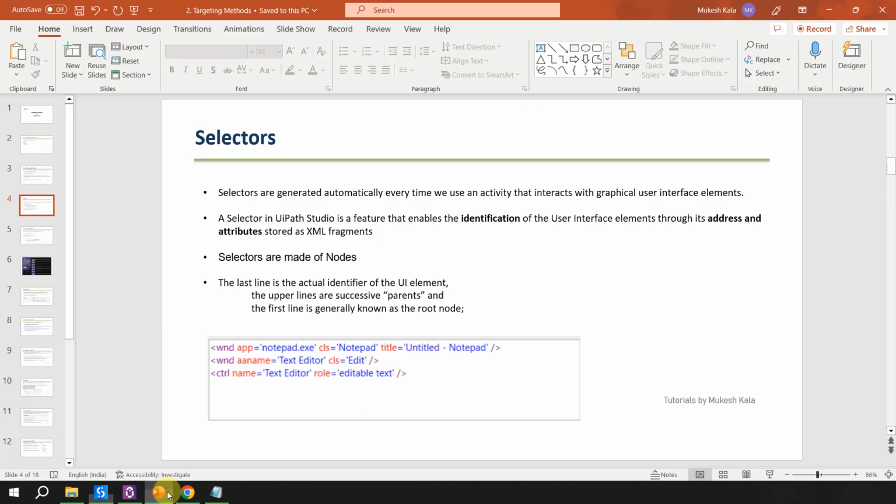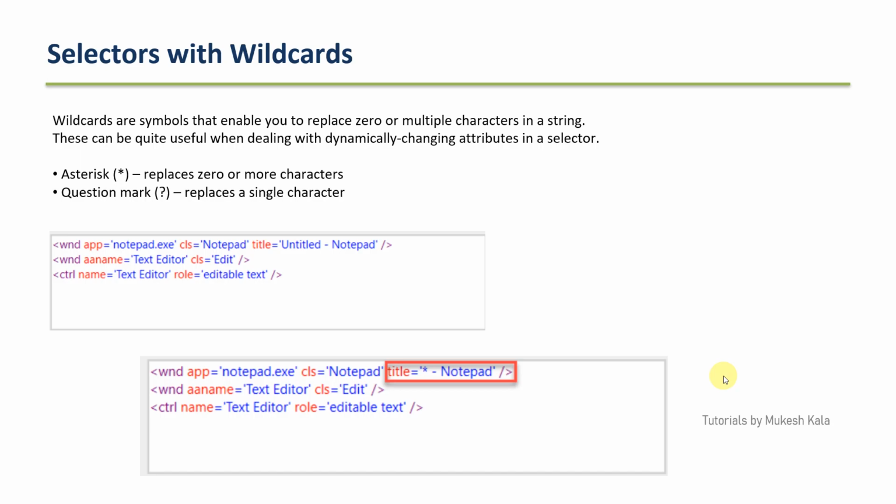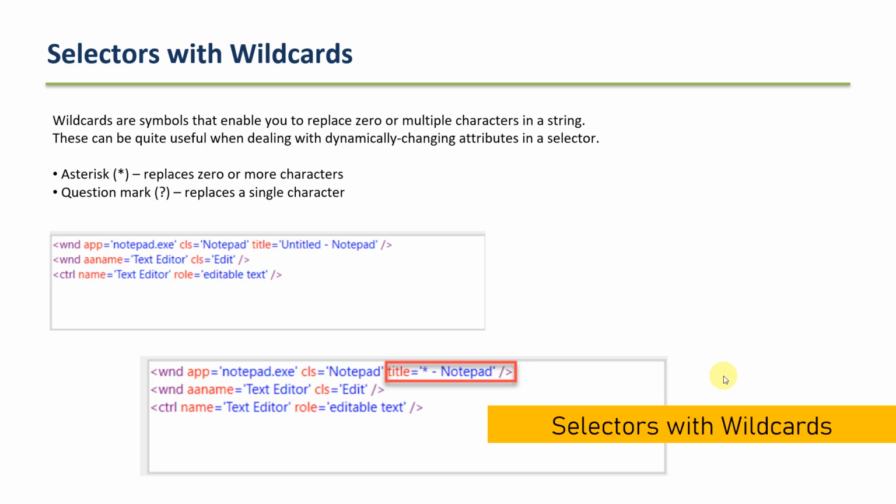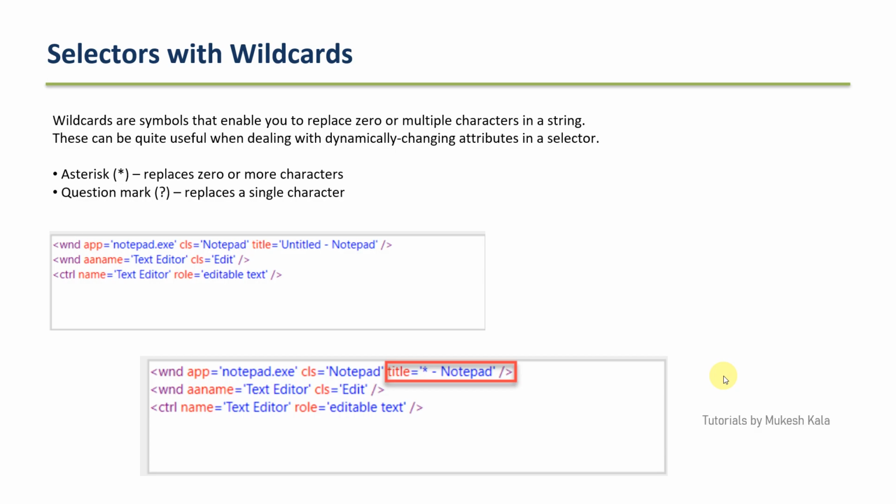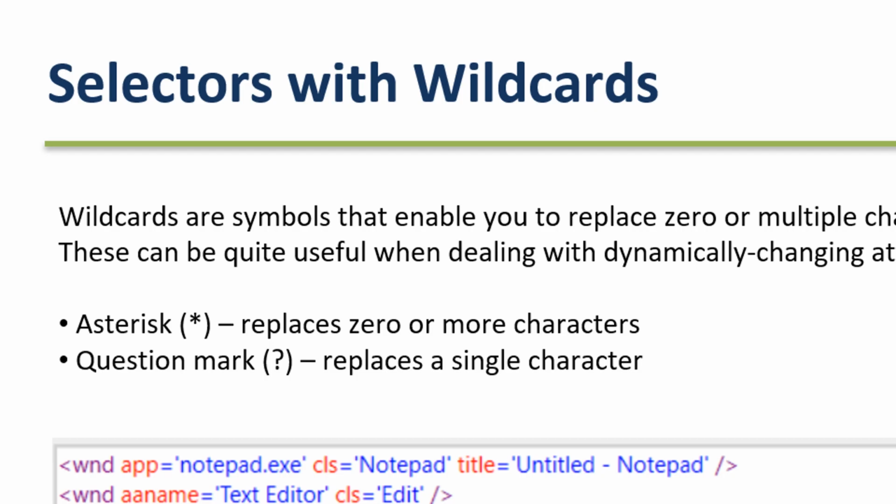So that is where we need to understand that we can introduce wildcards in the selectors. This is to handle dynamically changing attributes inside a selector, right? In UiPath, we have two kinds of wildcards. One is called the asterisk and the other is called the question mark. You need to understand that in terms of wildcards, there are only two. This is a very common interview question. What are the wildcards? You only have two wildcards. One is the question mark and the other is the asterisk. Question mark replaces a single character. The asterisk replaces 0 or more characters.